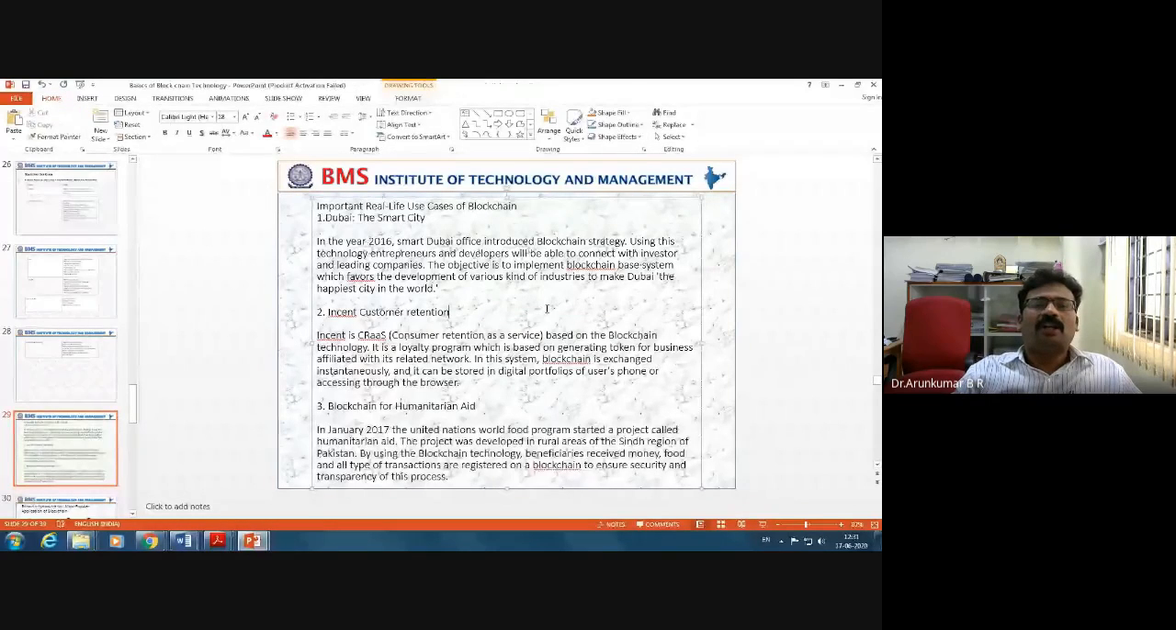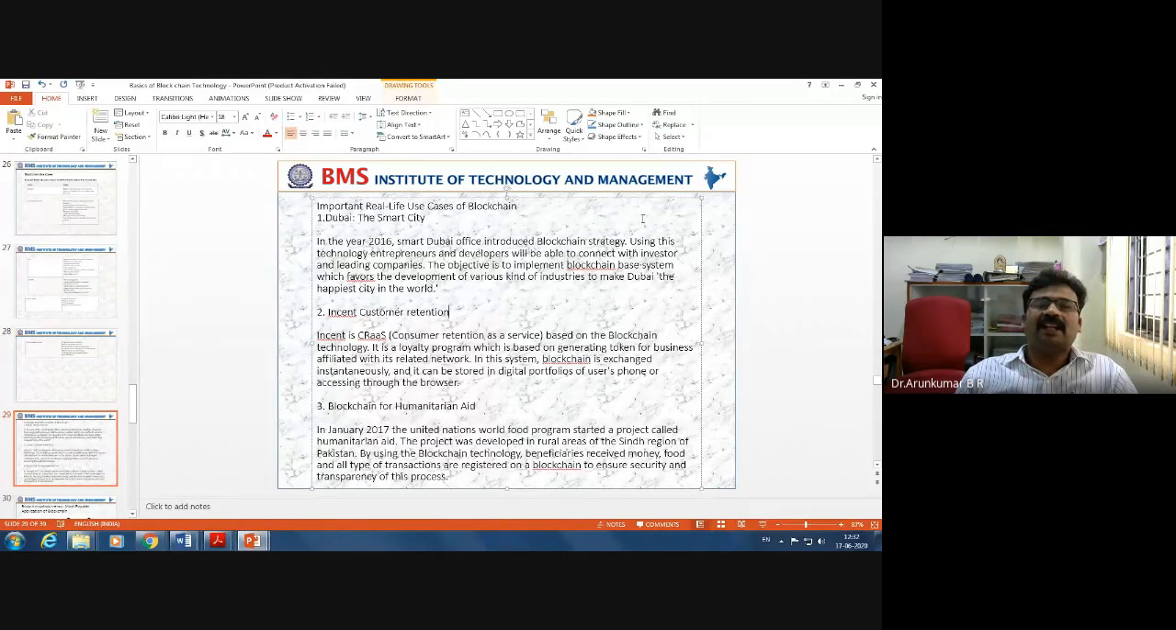Let's go into certain real-life use cases of blockchain. The Dubai Smart City: in the year 2016, the Smart Dubai office introduced a blockchain strategy. Using this technology, entrepreneurs and developers will be able to connect with investors and leading companies. The objective is to implement blockchain-based systems which favor the development of various kinds of industries, to make Dubai the happiest city in the world.